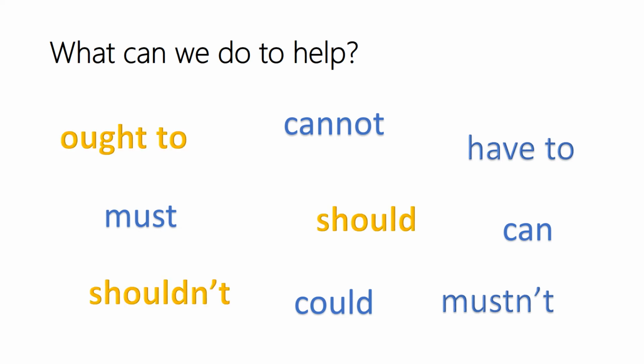So when we want to suggest something or give advice, we use ought to, should, or shouldn't. We just need to put these modals in front of the verb and the meaning immediately changes.